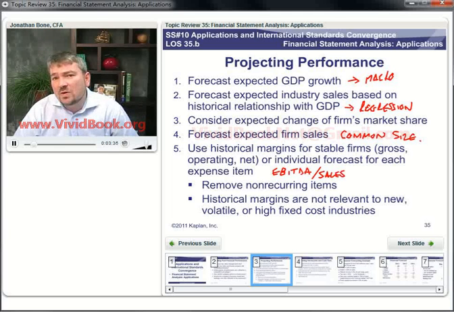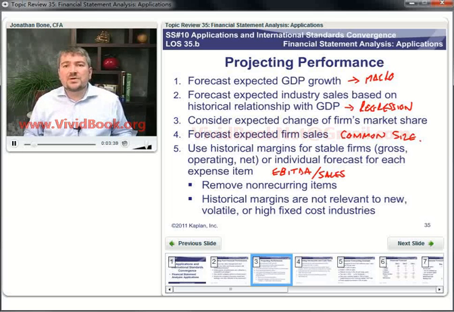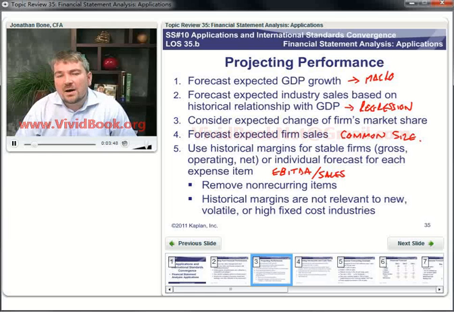EBITDA tends to be more constant over time because it excludes depreciation and amortization, which are two of the most volatile items in the income statement, and of course they're fixed costs rather than variable costs. So in other words, we're going to use our profit margins in order to forecast our income statement. Of course, we need to strip out any non-recurring items from our sales and our income statement, i.e. when we're calculating these historical margins in the past, if there are any items that are not going to be repeated going forward, i.e. transient items, we need to remove them.